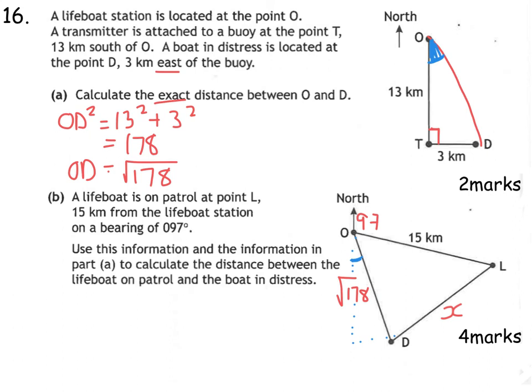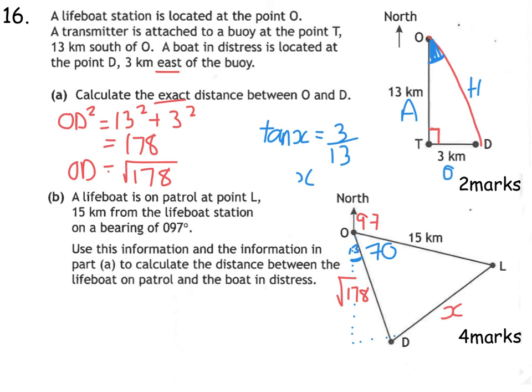So this angle up here, this would be my opposite, my hypotenuse, adjacent. This angle would be tan of x is 3 over 13. And then I'll do shift tan of 3 over 13, which is 13 degrees. So if this is 13 degrees, 13 plus 97 is 110. So the angle in my triangle is 70.